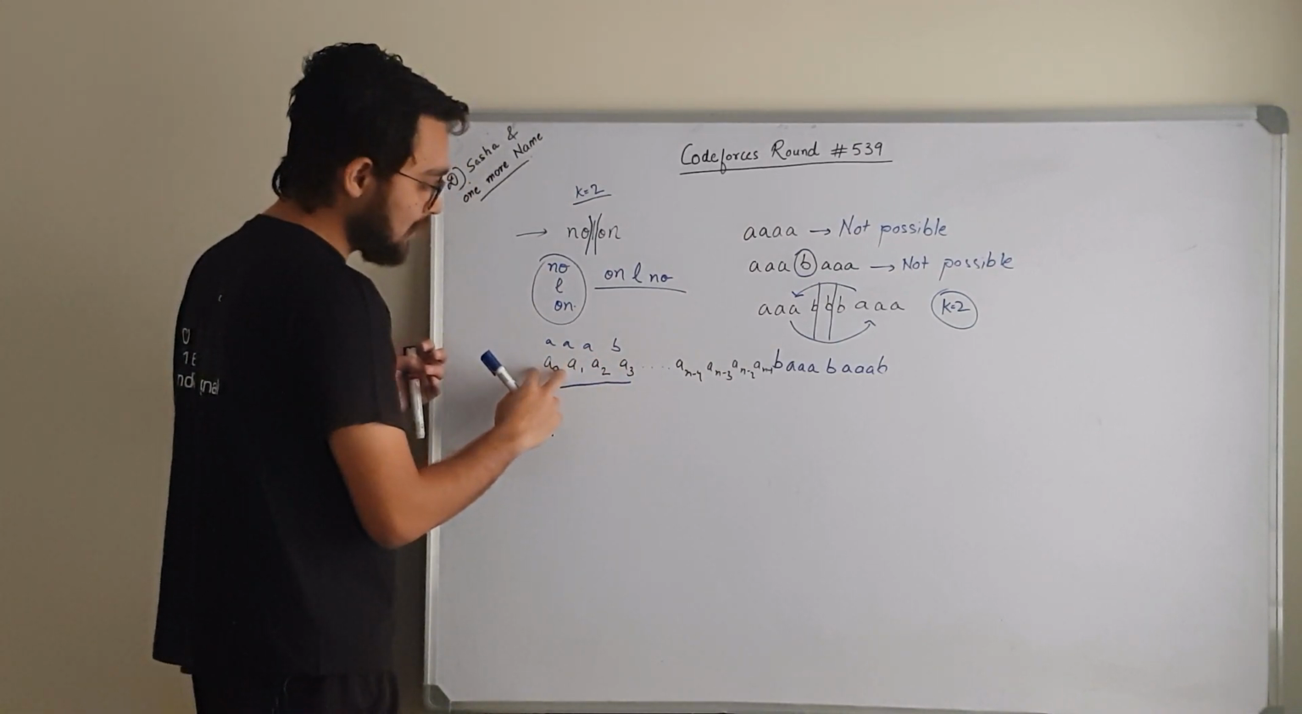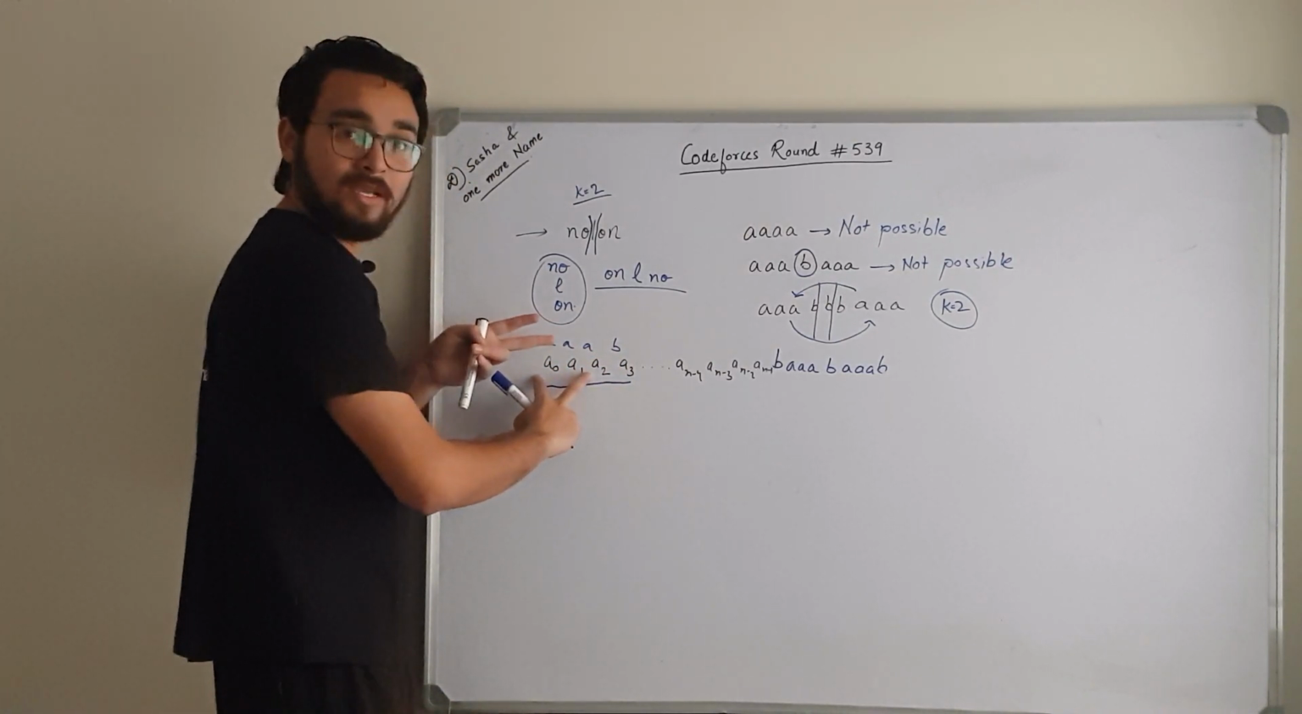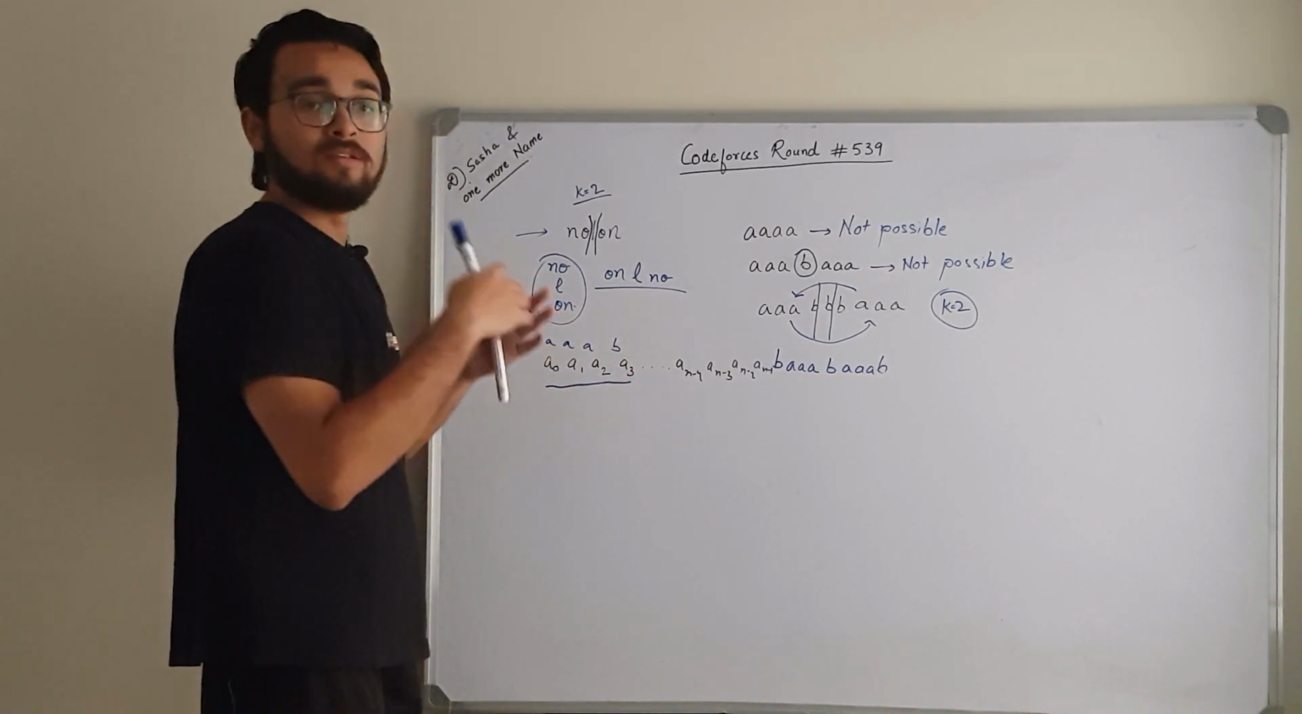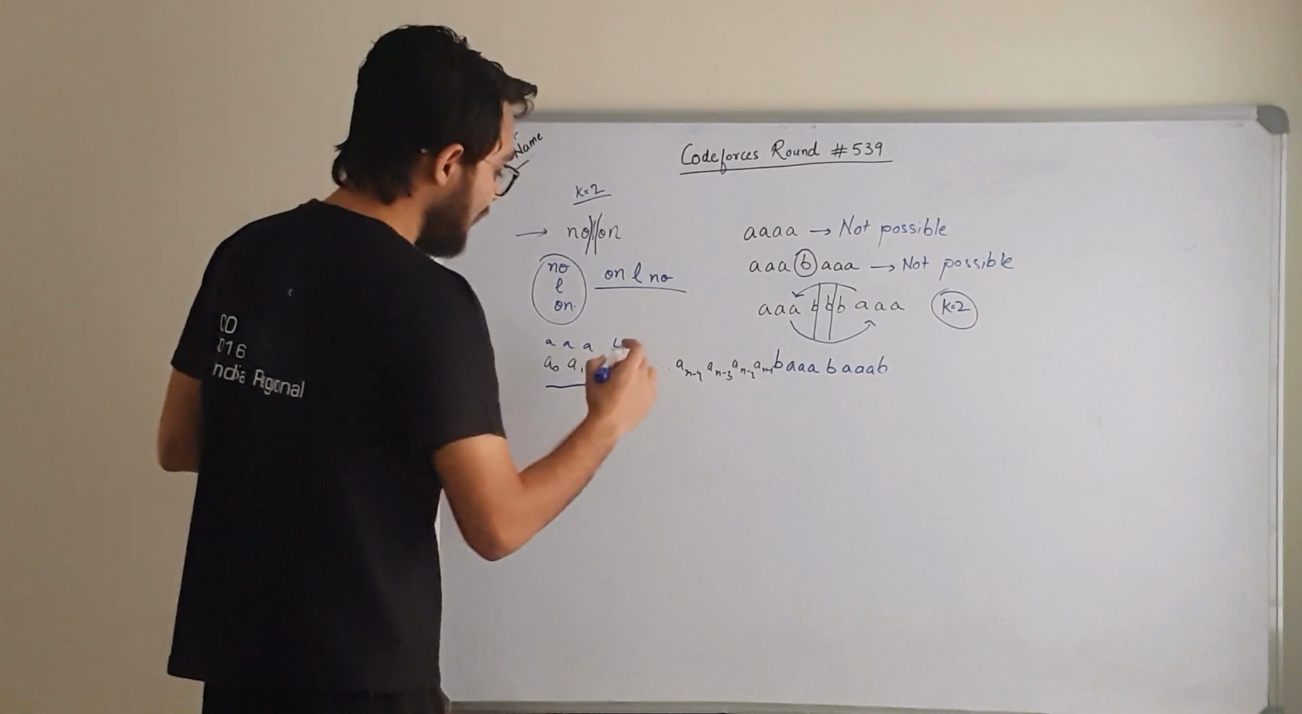Here I was having only A's, but when I got to A3 I was having two types of elements. So I will place a cut here.